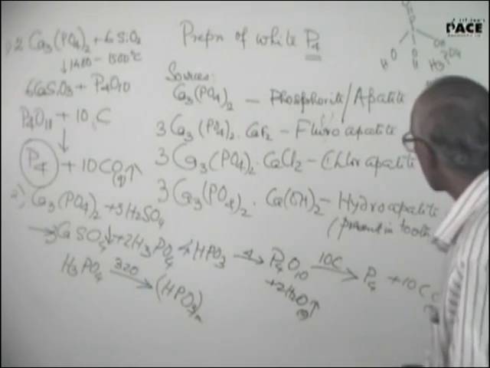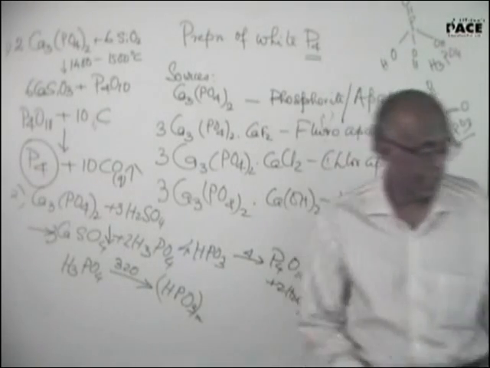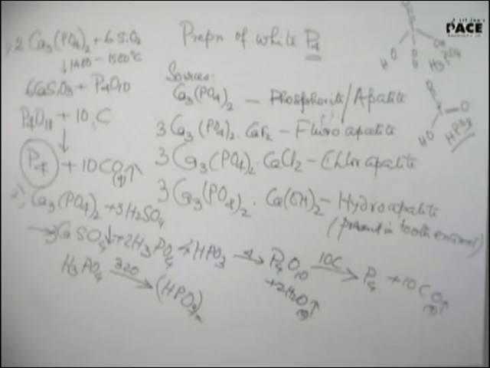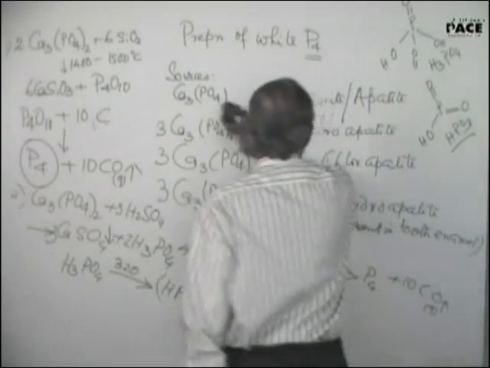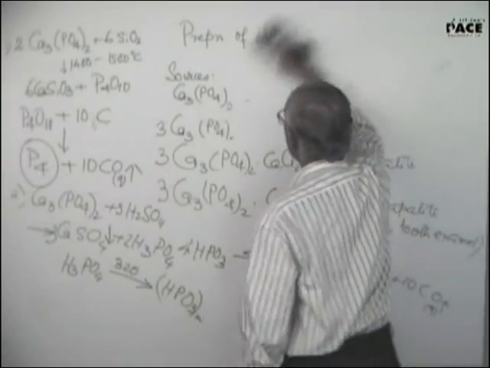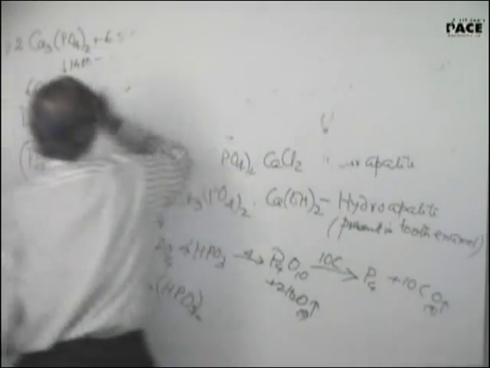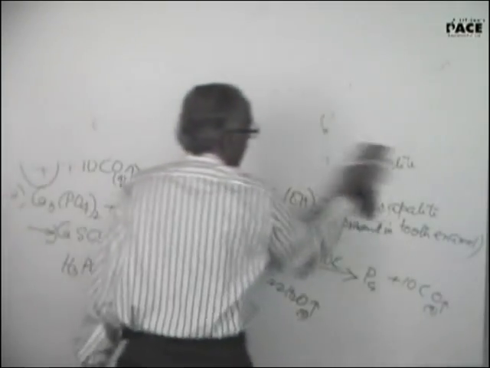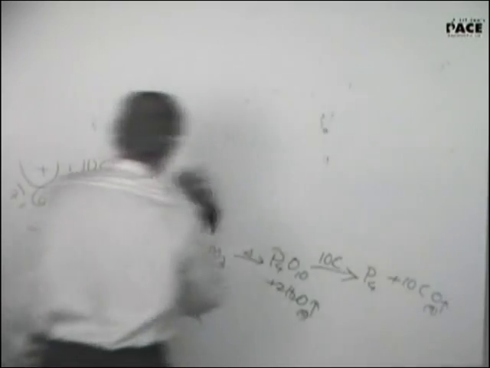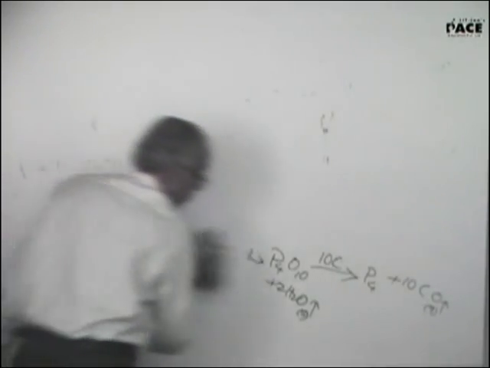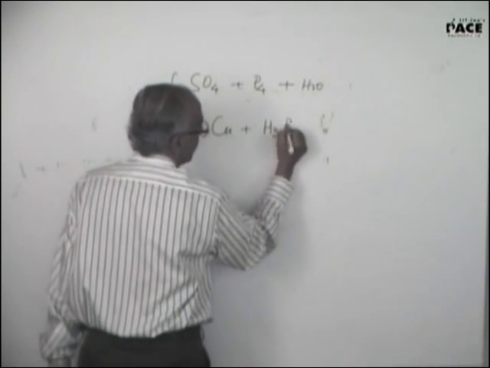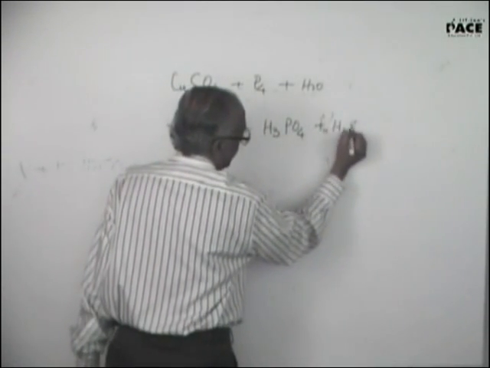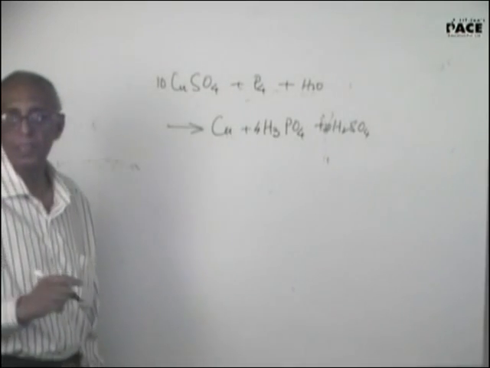Now, phosphorus is a reducing agent. It reduces copper sulfate to copper, a reaction which you did yesterday: copper sulfate plus phosphorus plus water gives you copper, phosphoric acid and sulfuric acid. Copper 2 plus to copper.